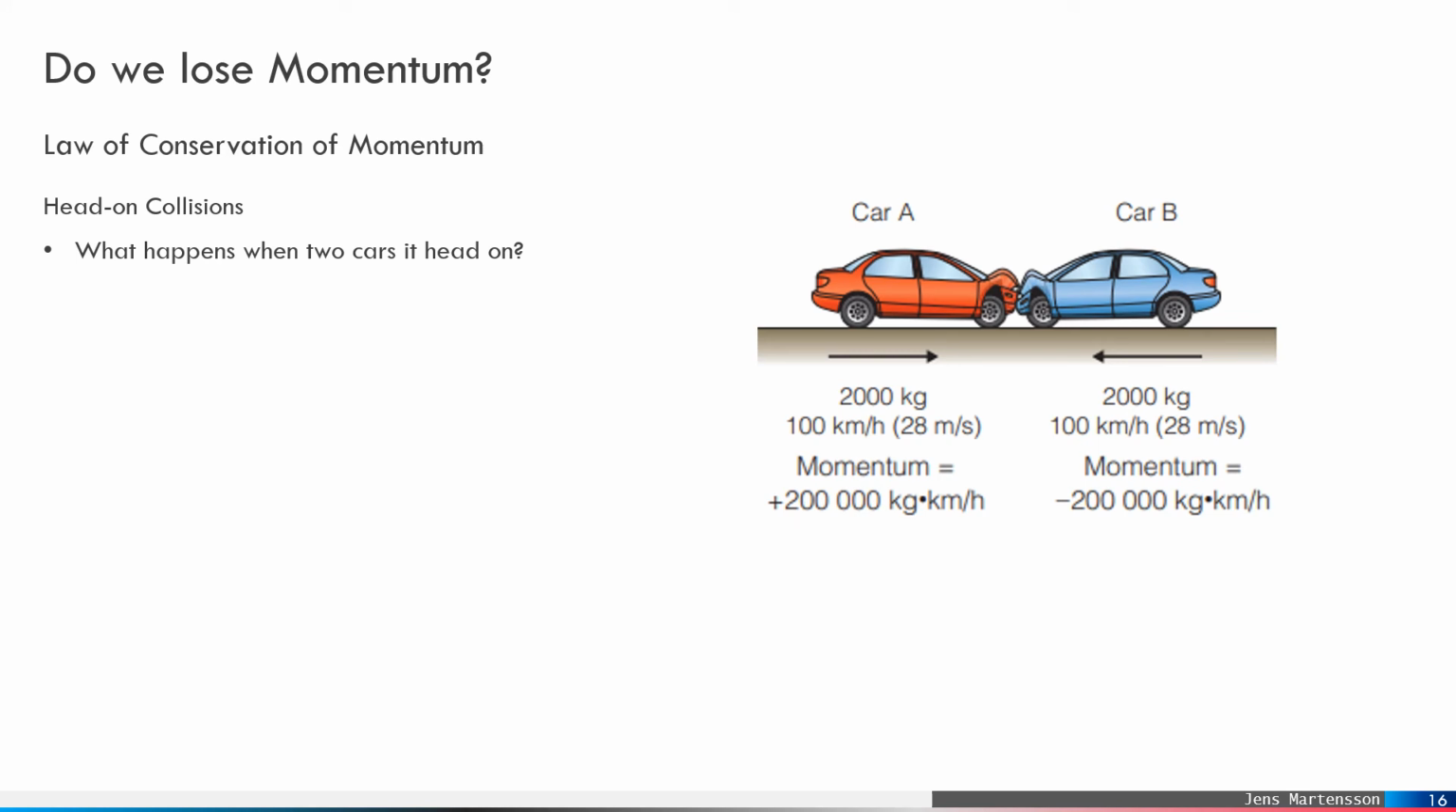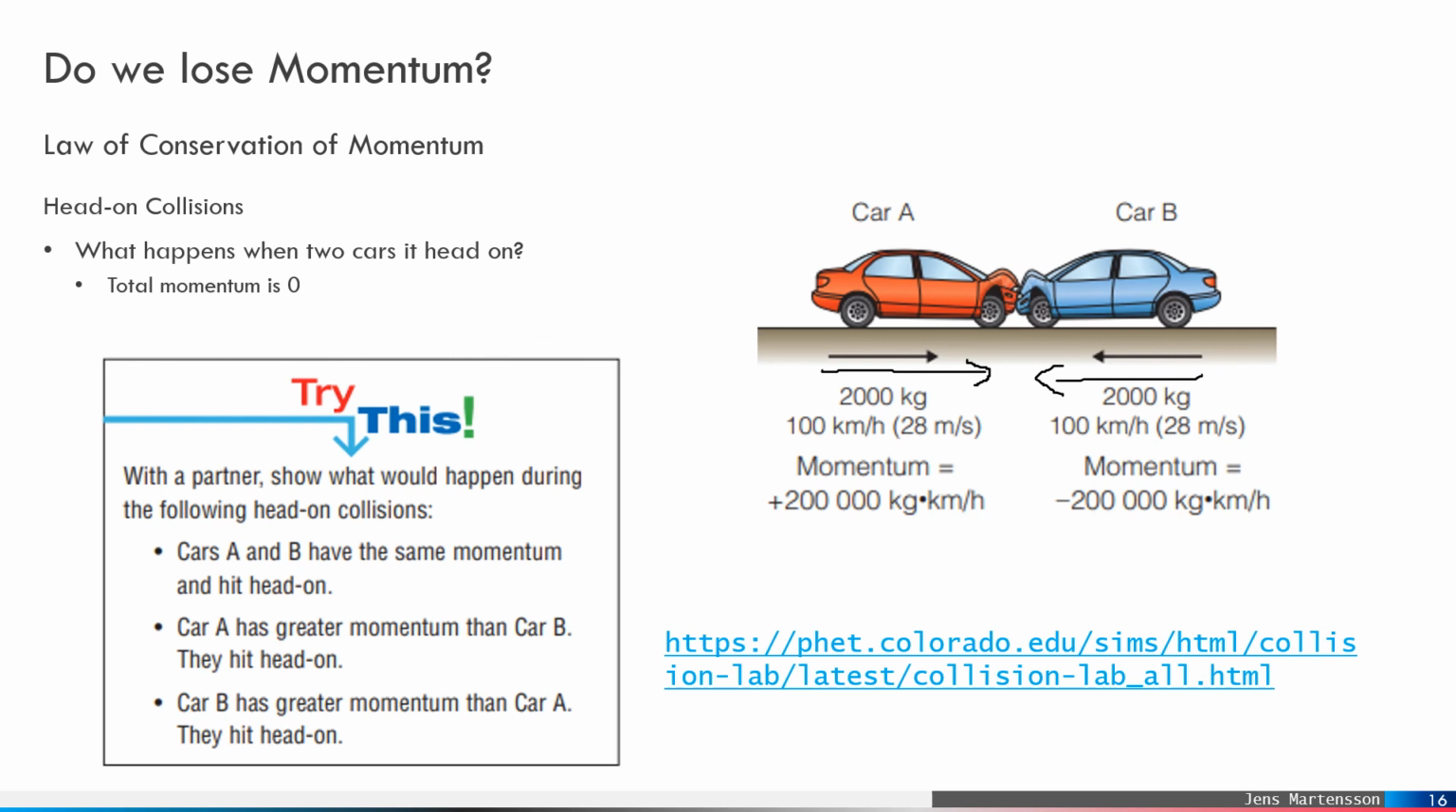So what I'm going to do is, going to the right, going this direction, we tell it it's the positive direction. Going to the left is a negative direction. And you can see here, 200,000, 200,000, the exact same. We just use a positive and a negative to denote a direction. And what happens when you add 200,000 and you subtract 200,000? You get a total momentum of 0. And so it's not lost, it's just they canceled each other out.